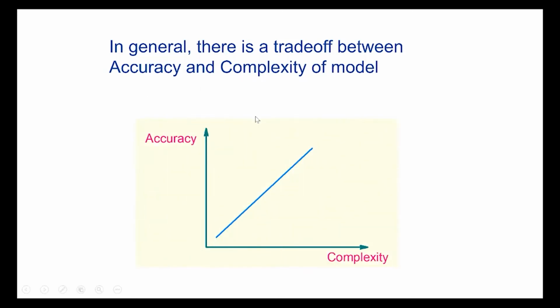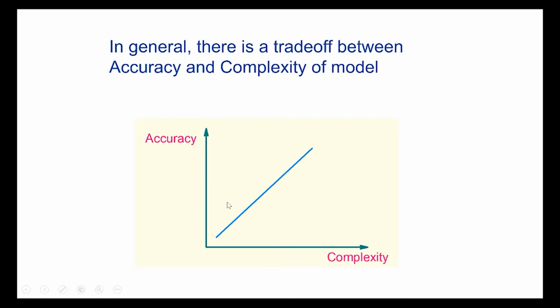So in general, as you may expect, the accuracy of a model will increase with complexity. Not in this linear manner, this is just a schematic illustration, but what it is saying is a complex model would in general be more accurate, and a simple model would in general be less accurate.